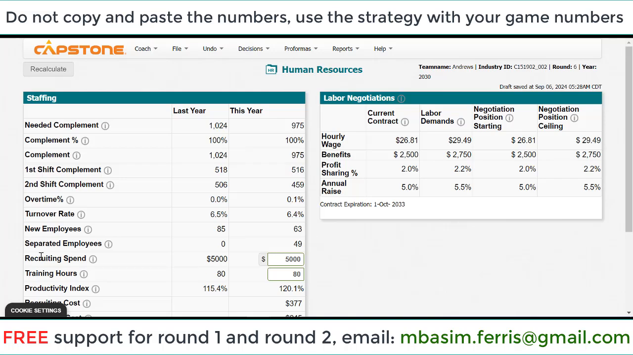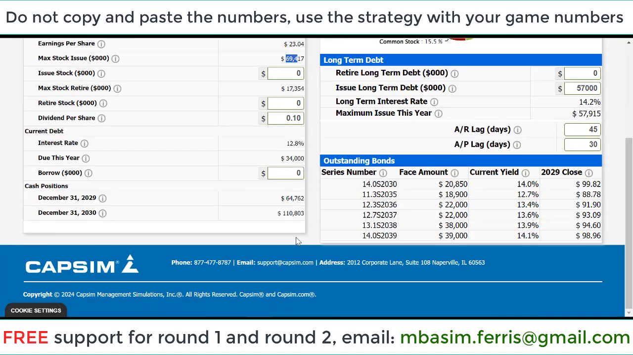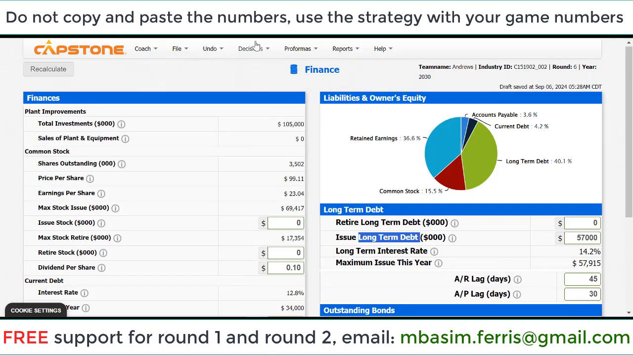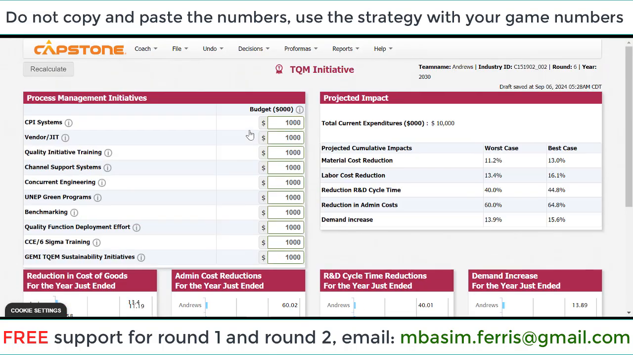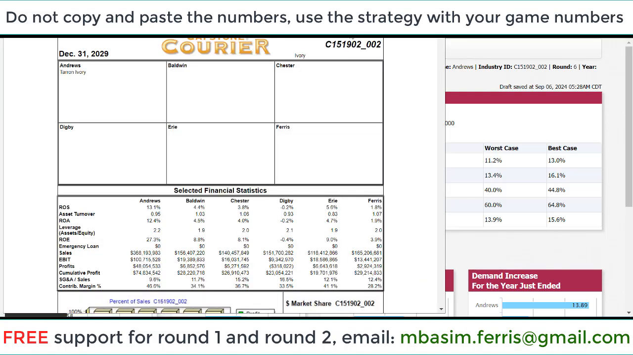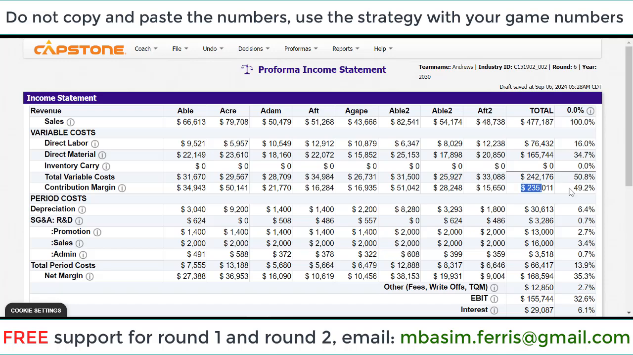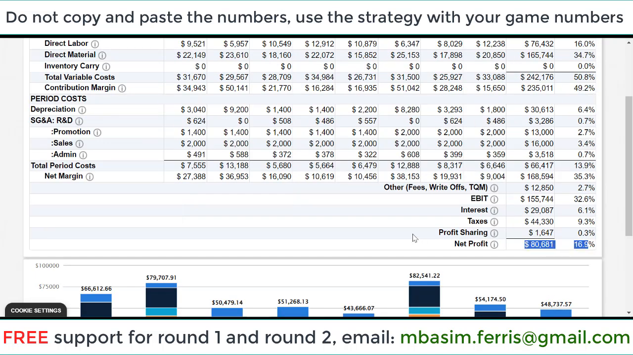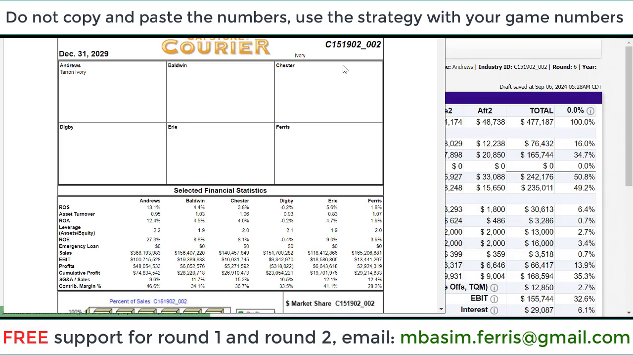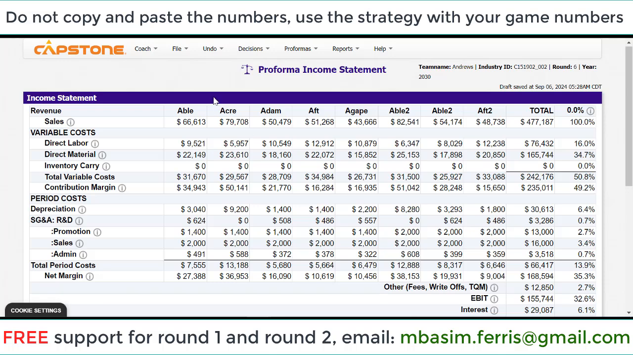For HR we use max spending for recruits and max spending for training hours. For finance, we don't need to issue stock right now. We pay some dividends, and then we just use long-term debt. We don't need short-term debt right now. For TQM, we use around 1,000, right? So you can see we get the pro forma income here. We get very high sales, nearly 50% contribution margin. 50% contribution margin is so big, right? And about 16-17% net profit. Compared with the last round, we increased the sales a lot, and the profit nearly doubled, right? So that's a very good result.